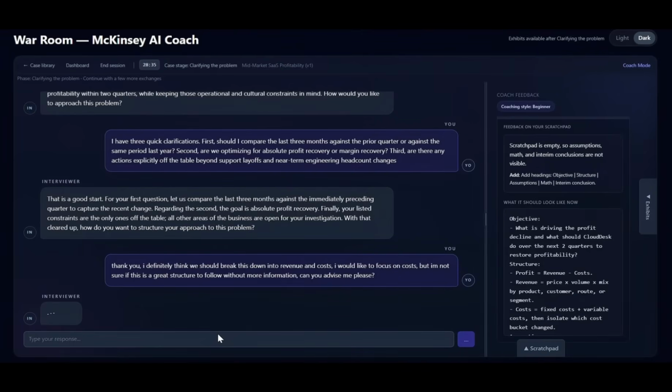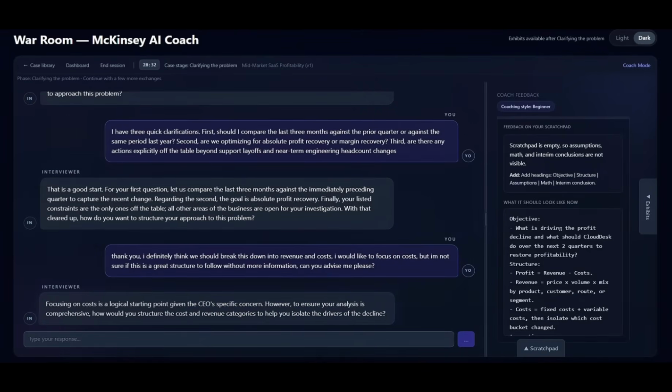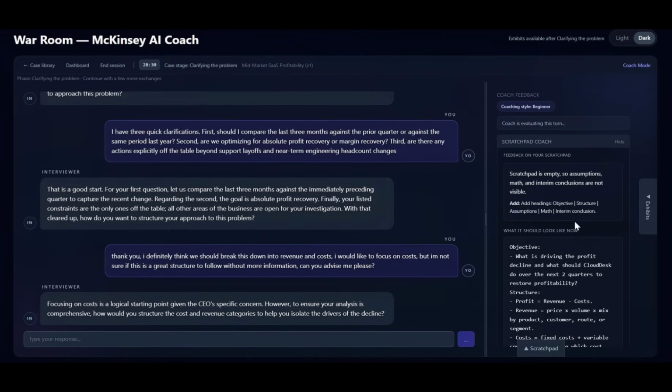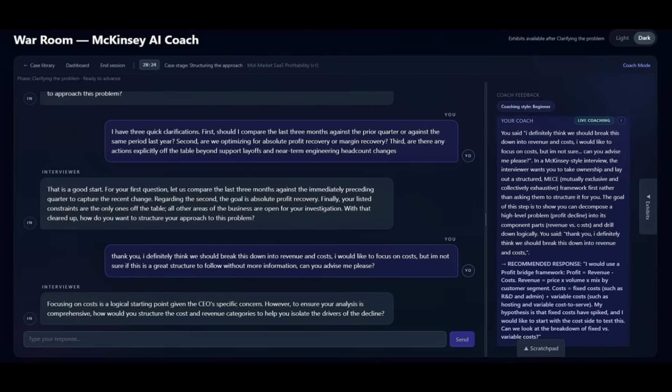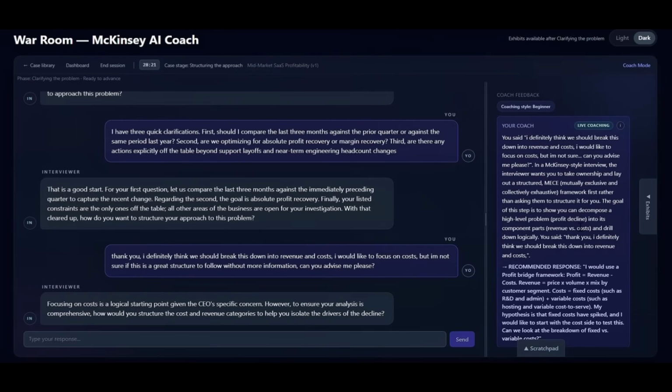Okay, so we've told our interviewer that. Now let's see what our coach says. So it tells us that focusing on cost is a logical starting point. However, to ensure our analysis is comprehensive, how would we structure our cost and revenue? So it's clearly asking us for a clear structure.